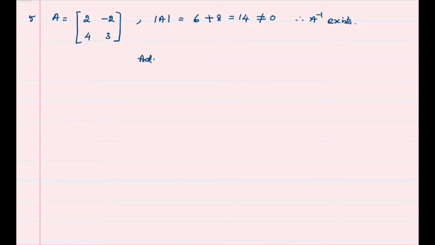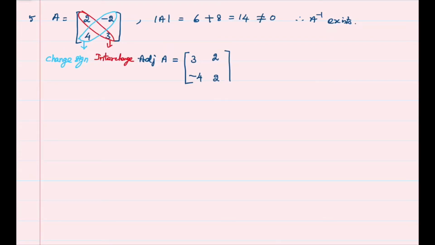Now we will find adjoint of A. For a 2 by 2 matrix, it is easy to write. We will interchange the main diagonal elements and change the sign of the other elements. We will get the adjoint 3, 2 and change only the sign for the other elements. This is the adjoint.